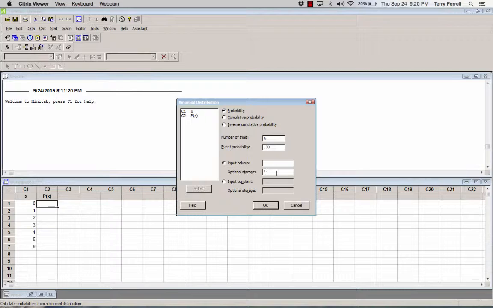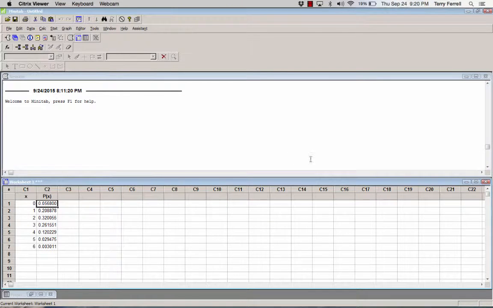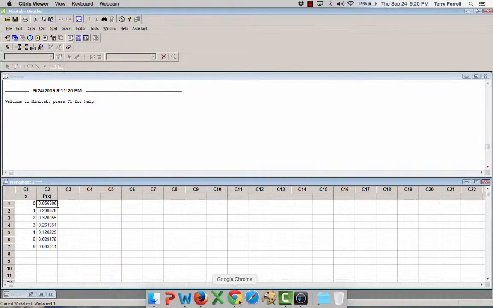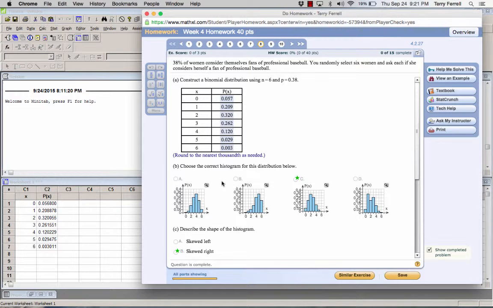All you do is put your cursor in the input column, and then this should pop up. Put your cursor here for optional storage. This is where it's going to place the values. I'm going to do P of X. Okay, there are your solutions. Here, let's go back just to show you.